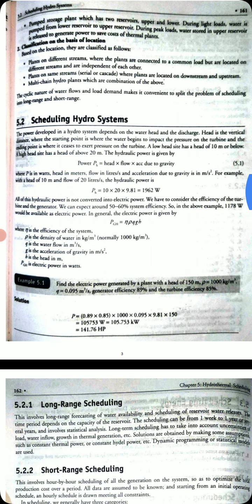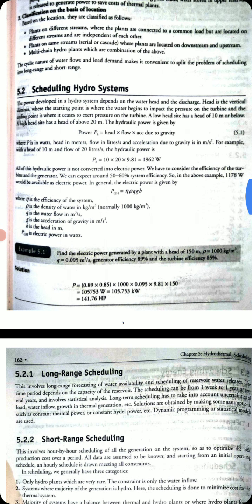So the power generated by a hydro plant, PG, is given by eta rho Q g H, where eta is the efficiency of the system, rho is the density of the water in kg per meter cube, Q is the water flow in meter cube per second, g is the acceleration due to gravity, and H is the head in meters. So that is PG.